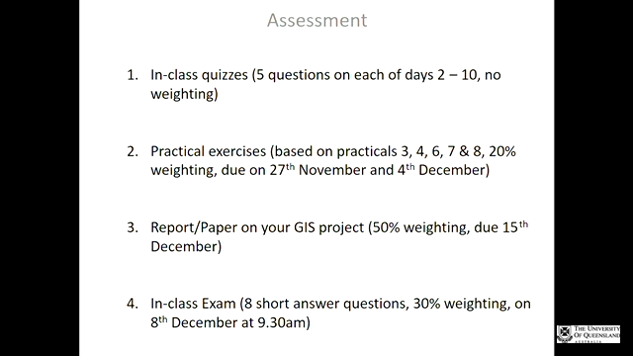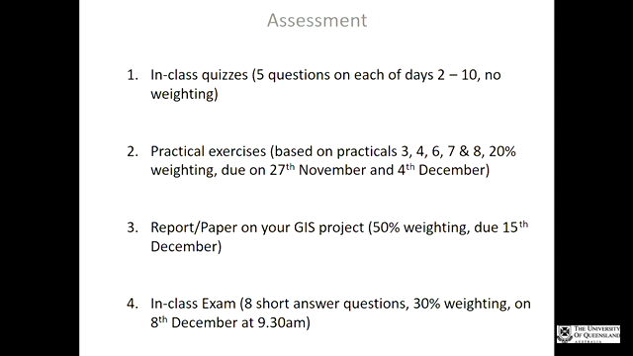Then there's an exam on the 8th of December. There'll be 8 short answer questions. These are relatively short, with just a few words or a paragraph as the answer. They'll be on the concepts we've talked about in the lectures, so concepts and applications in the lectures. It's a 1 hour exam.